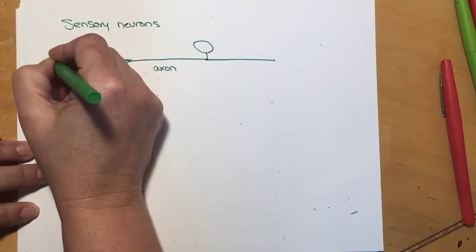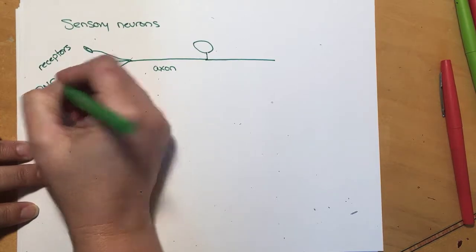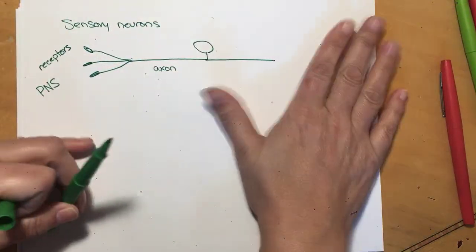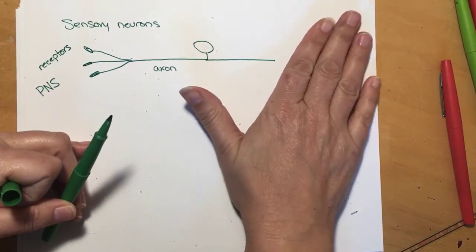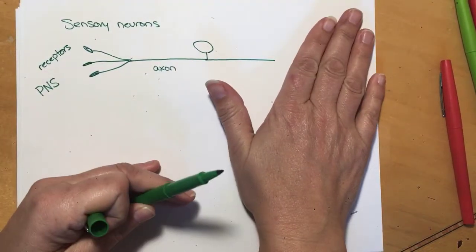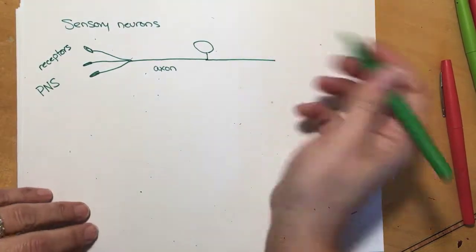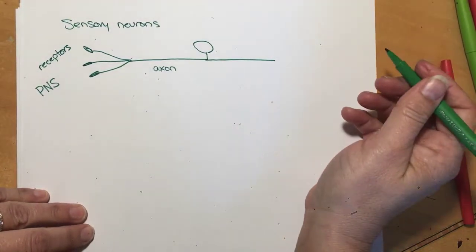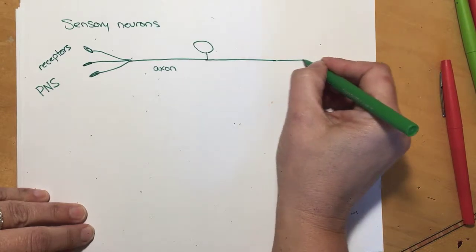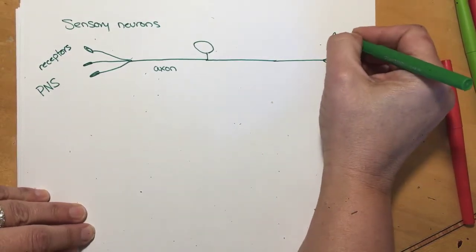So here are your receptors. And again, these are out in the PNS, right? So if you're talking about what your hand can feel, I can put my hand down, I can feel this piece of paper. These sensory receptors that are in my hand are sending information on an axon up through my arm into the central nervous system. And once they get into the central nervous system, we're going to have a terminal end or an axon terminal.